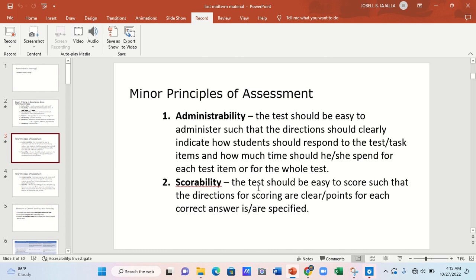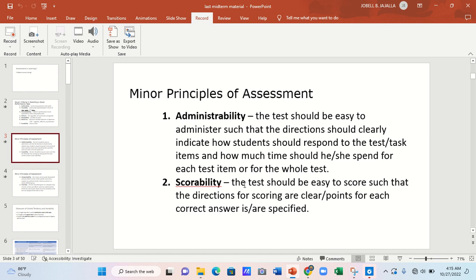Number two, scorability. I already discussed this one. This is similar to the previous one. The test should be easy to score, such that directions for scoring are clear or the points for each correct answer are specified. So scorability means it should be easy to score. Another factor which could add to the degree of scorability of a test is that you should put a point system for each test.